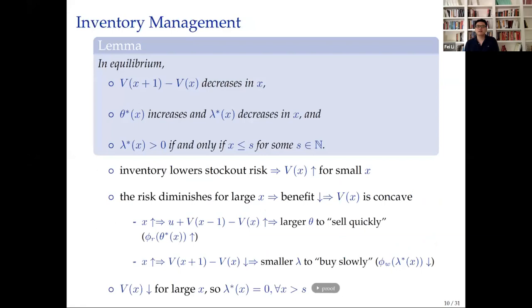Okay. So, a simple lemma: the difference between V(x+1) and V(x), which is the marginal benefit of having one more unit of inventory, is going to be decreasing in inventory. This is because the reason you want to have inventory as a dealer is to lower the risk of stockout. Obviously that makes your value function increasing when the inventory is small, because increasing x makes the stockout risk smaller. But because of the search friction, for a positive measure of time, the probability that many buyers come is very small. And as the current inventory becomes higher and higher, the chance of stockout in the foreseeable future becomes smaller and smaller.